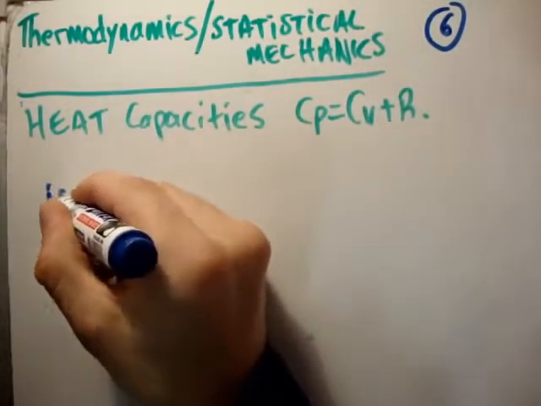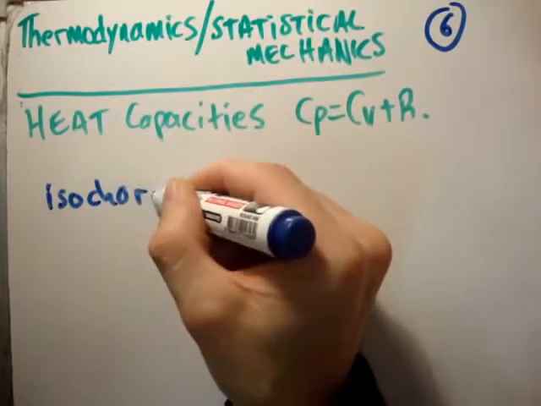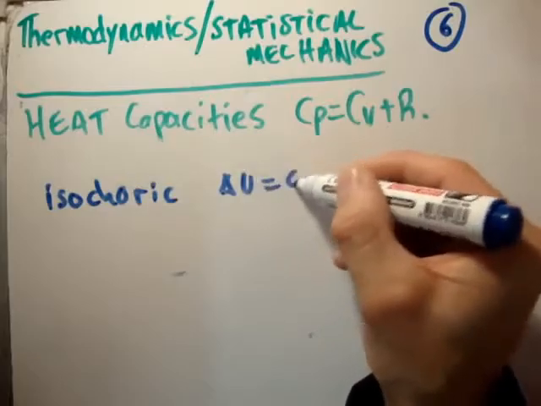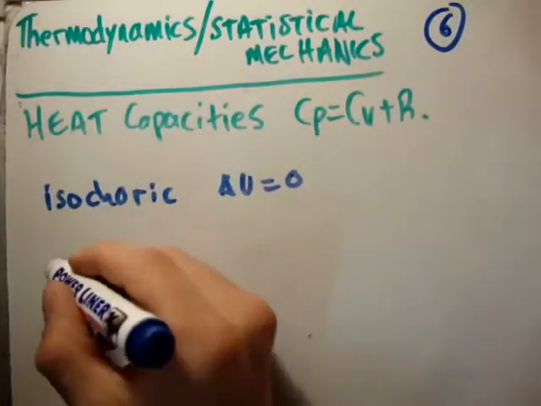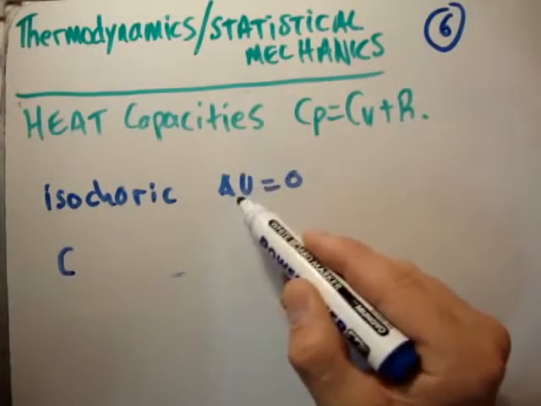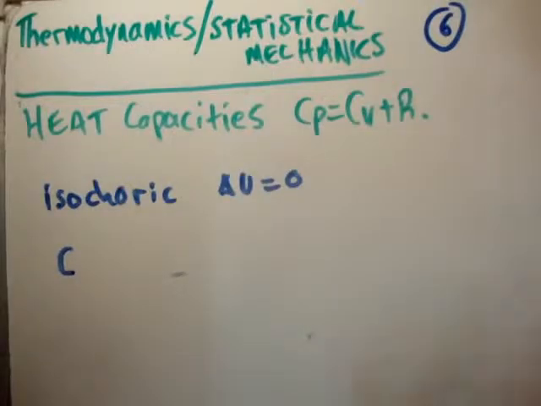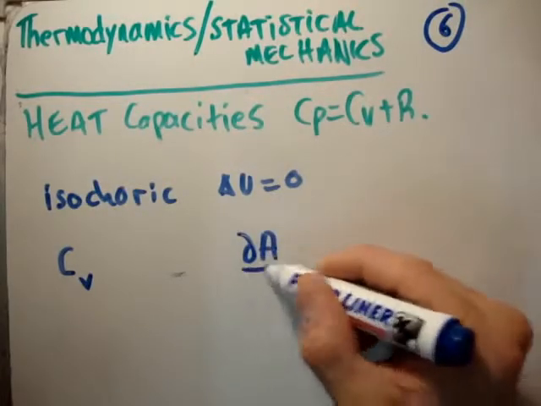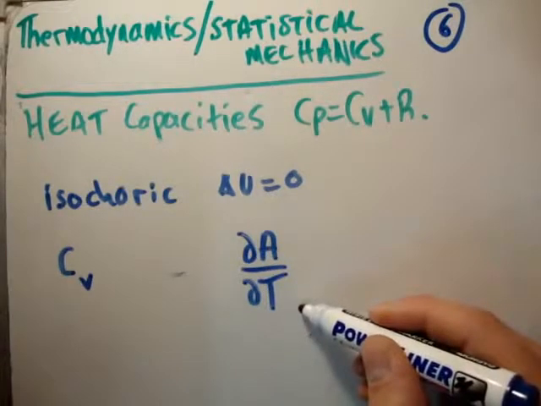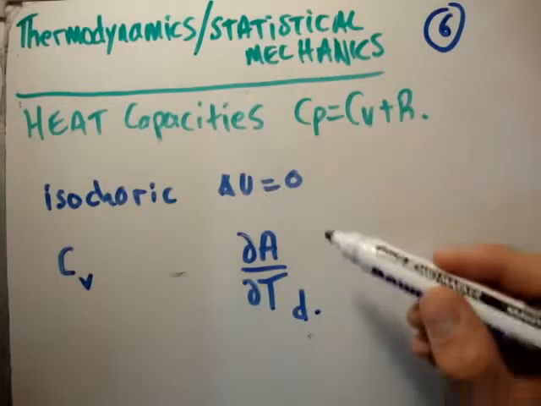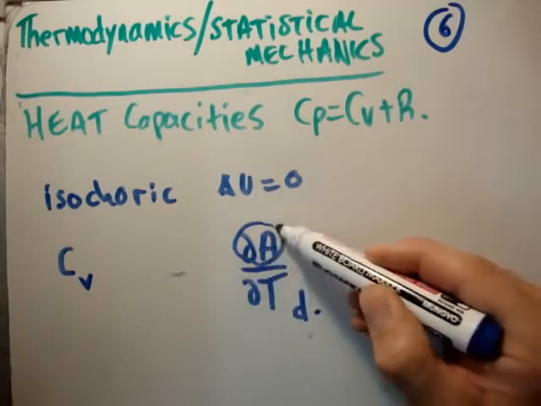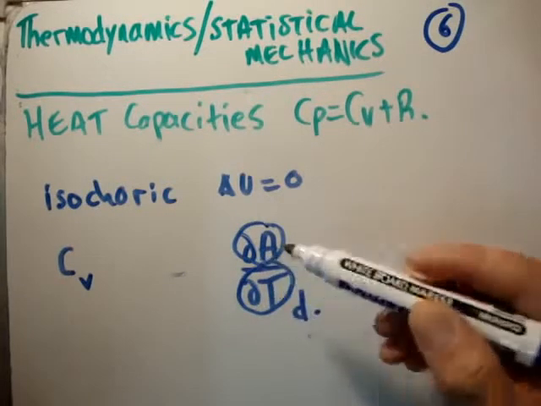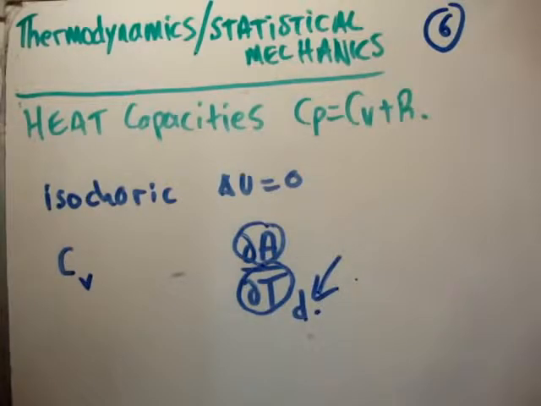So isochoric, delta V is equal to 0. So if it's isochoric, we're talking about delta V is equal to 0, so it's constant volume. So I'm going to give the subscript V, saying it's constant volume. So let's say del A del T, subscript D. This means the rate of change of variable A with respect to variable T, holding variable D constant.